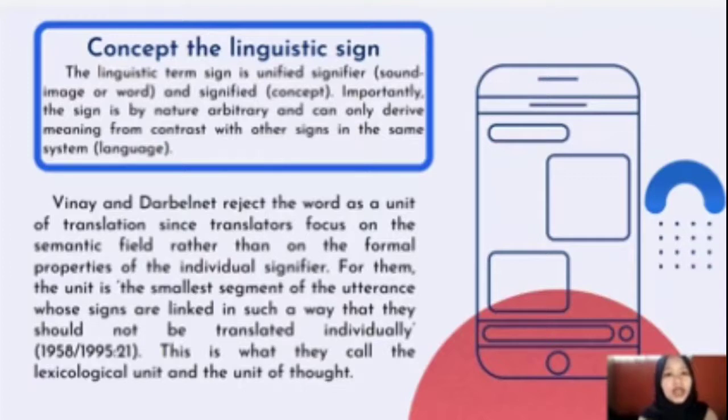The concept of the linguistic sign. The linguistic sign is the unity of the signifier, which is the sound, image, or word, and the signified, which is the concept. Importantly, the sign is by nature arbitrary and can only derive meaning from contrast with other signs in the same system, that is language. Vinay and Darbelnet reject the word as a unit of translation since translators focus on the semantic field rather than on the formal properties of the individual signifier. For them, the unit is the smallest segment of the utterance whose signs are linked in such a way that they shouldn't be translated individually. This is what they call the lexicological unit and the unit of thought.